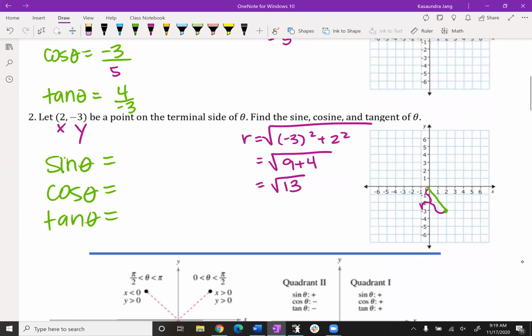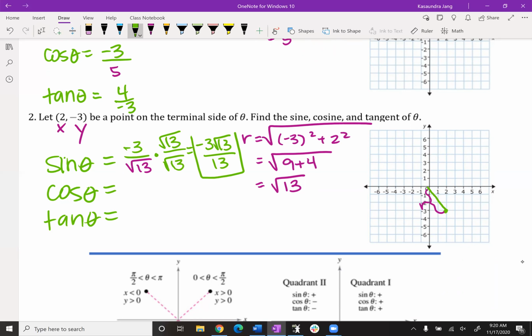All right, so Fiona, what'd you get for your sine? That's okay, you can see it right here. It's the y over your radius r. What's the y? -3. Okay, over, what was the radius that we just found? Square root of 13. Nice. I do have some simplifying to do. I'm not supposed to have a square root in the denominator, so let's rationalize the denominator. So I get -3 root 13 over the whole number 13. All right, so that's considered the simplified version for your sine of theta.